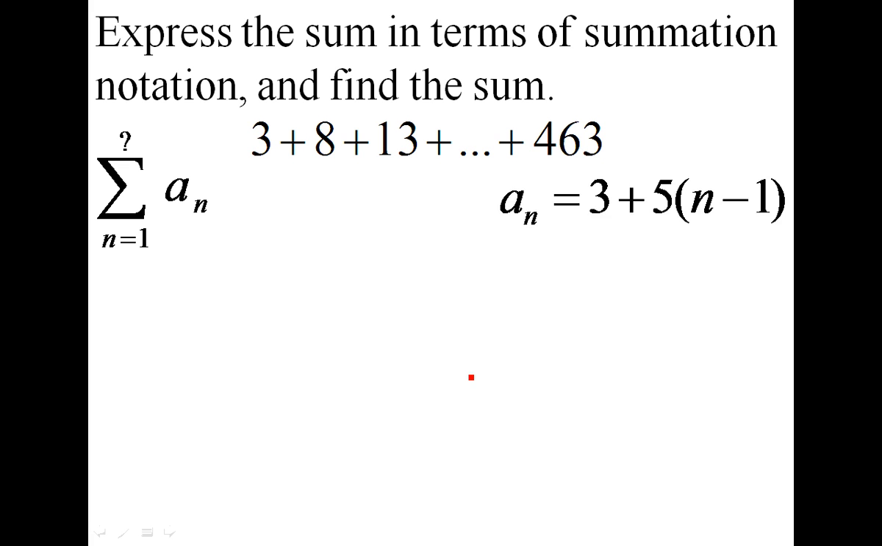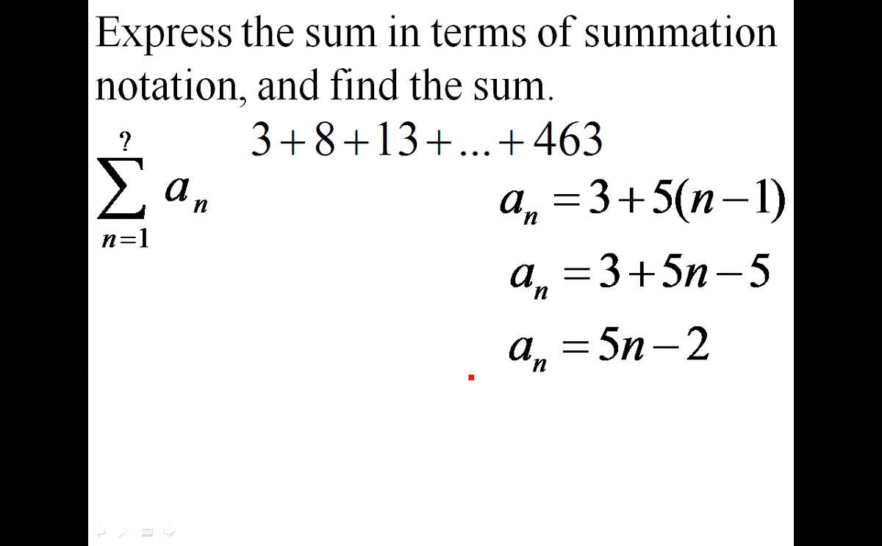The nth general term is pretty easy. You just put in the information, 3, and the difference, n minus 1. You work it out, and there's your nth general term that you can put into your summation: 5n minus 2. Now, if I can just find what term 463 is, I can put that number of terms in my sigma notation for summation.